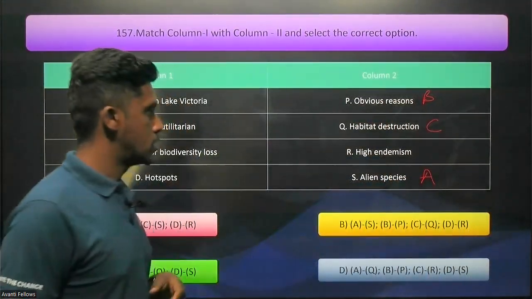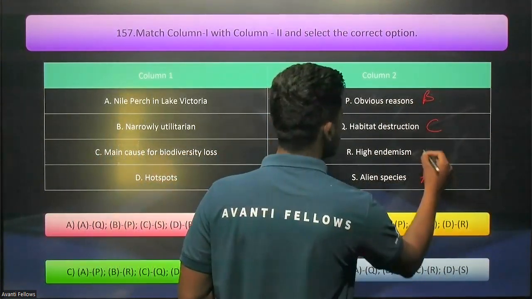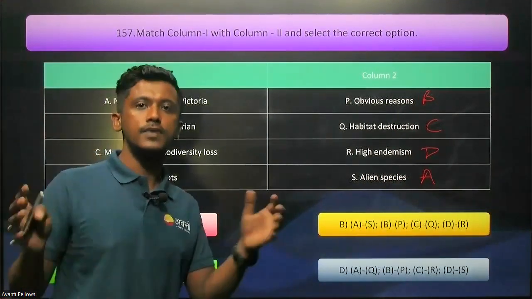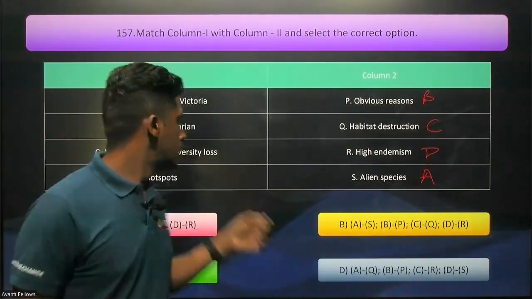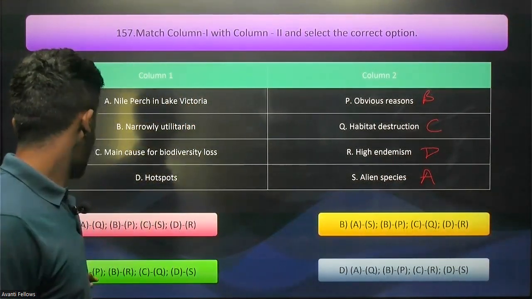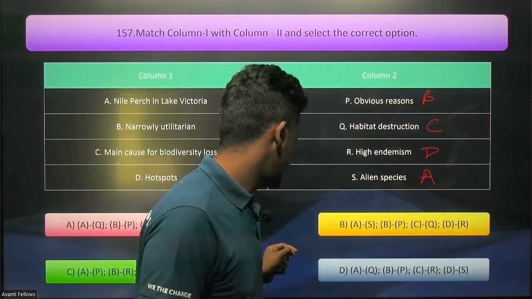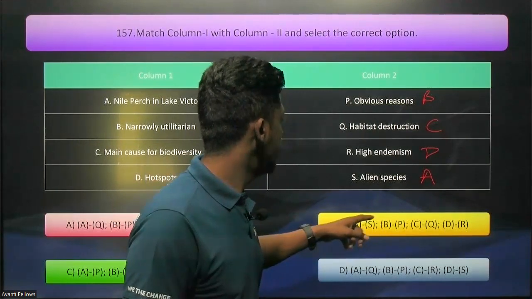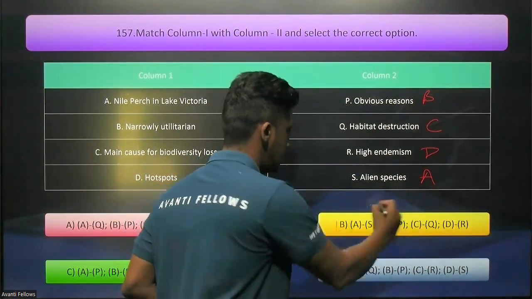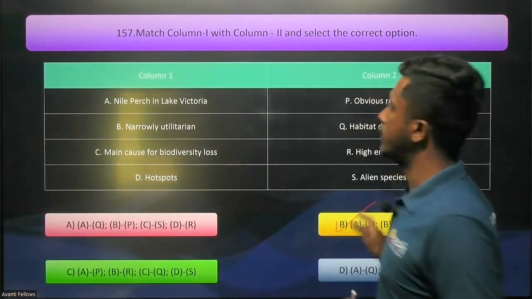Next one is hotspots. Hotspots are the ones with the problem of high endemism. Well, why high endemism? Because the species are restricted to those specific habitats and they do not survive anywhere. So you can see in hotspots there is a high amount of endemism. Okay. So now we have our option, that is A is S, P is B, C is Q, and then R is D. So our option B is correct for our 157th question. So let's go for the next question.